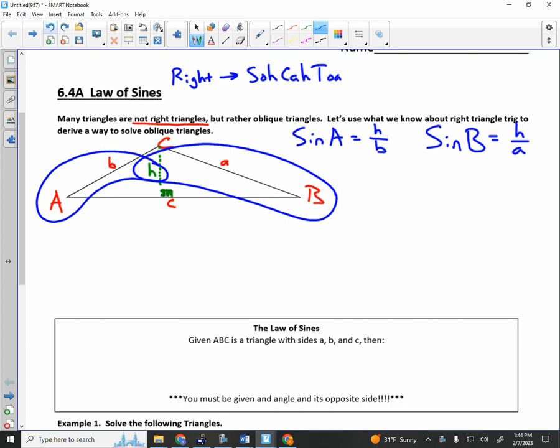We want to make the H go away eventually because in most triangles we're not given that right angle. So I'm going to show you how we can do that. If I multiply both sides by B, I get B sine of A is equal to H. Sorry about that. Got too far ahead of myself. And if you multiply both sides by A, you get A sine of B is equal to H.